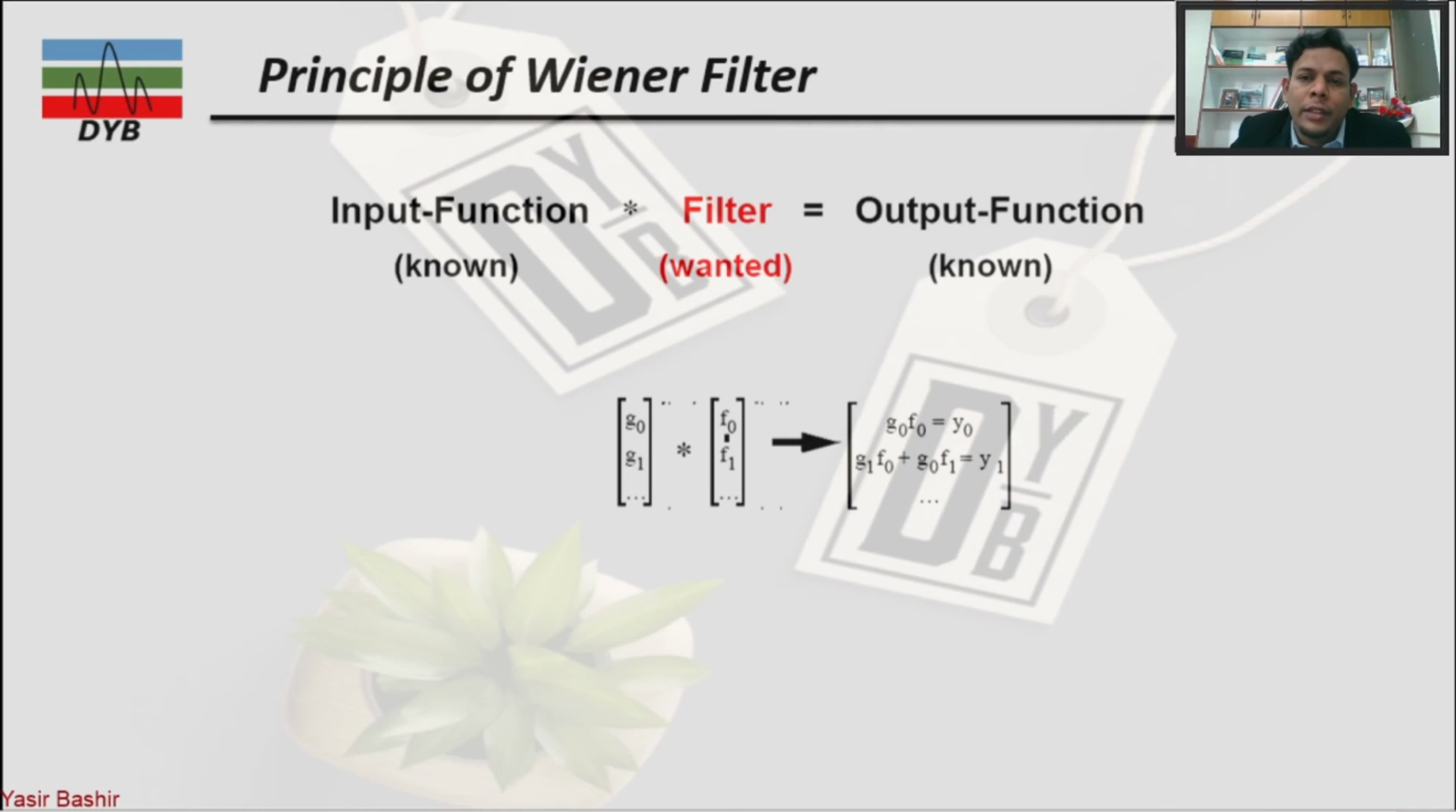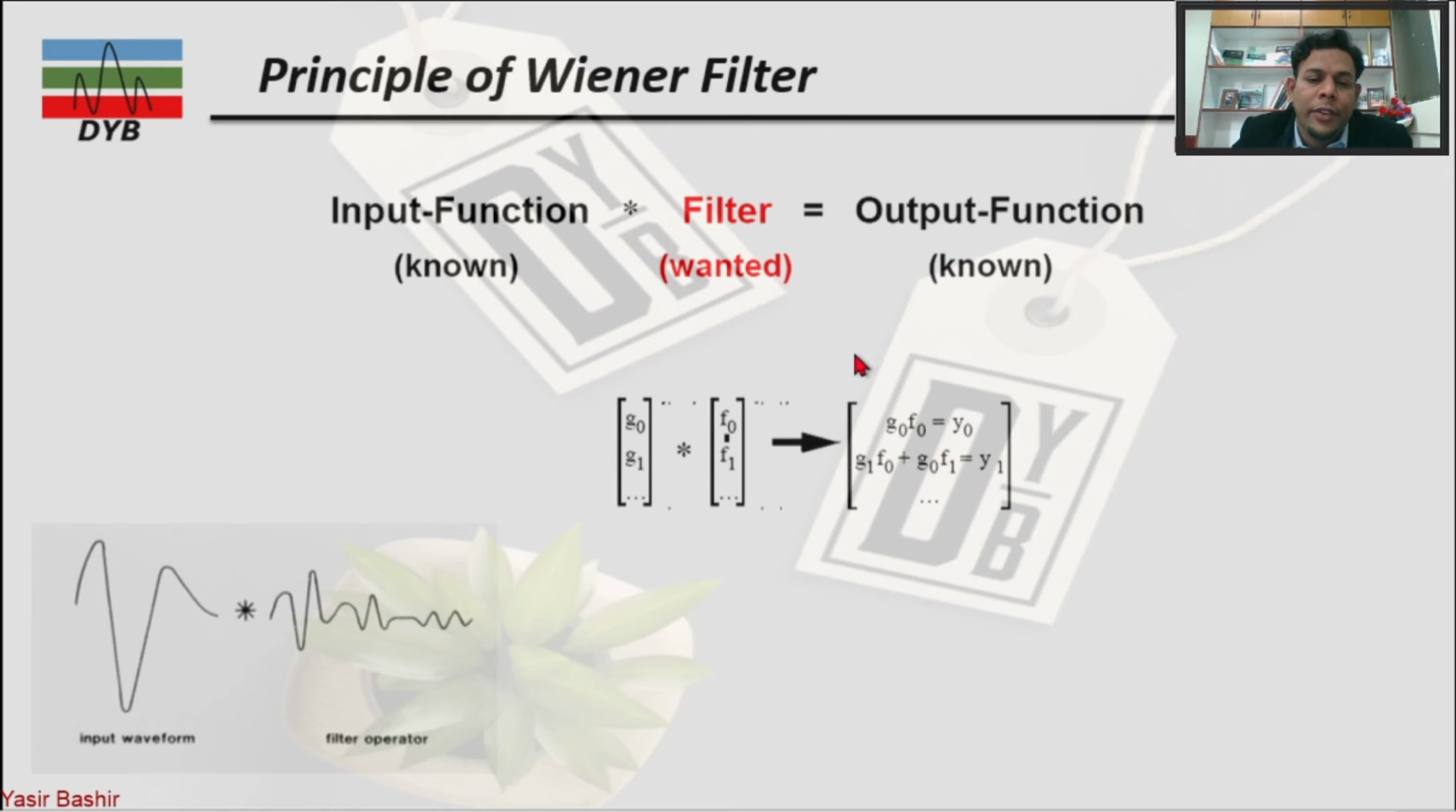So here is a mathematical expression. We have the input function, which we already know, and the output function we also know, which is the subsurface geology. So we need a filter to get the desired output.